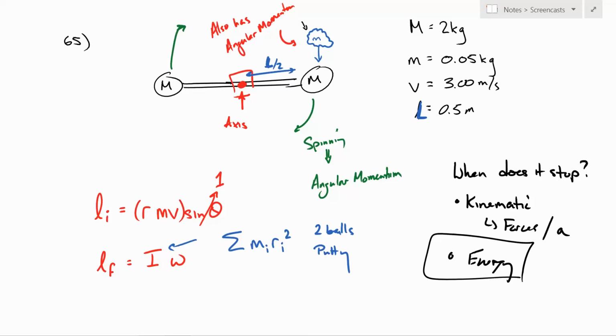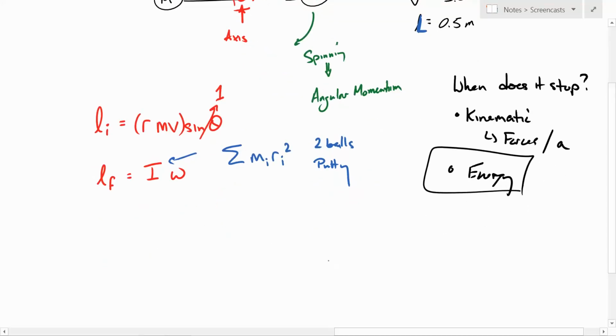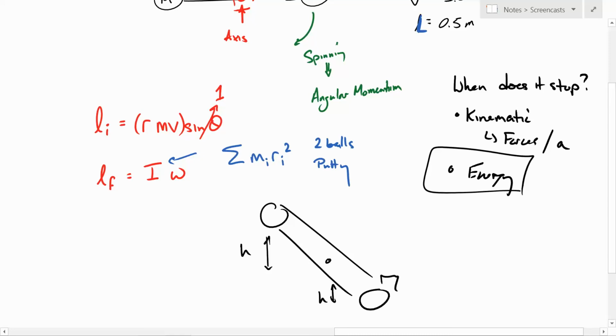So if we're asking when does it stop, we're basically asking when does it not have kinetic energy? So the corollary to that is, well, what kind of energy will it have if it doesn't have kinetic energy? Well, as this spins, it's going to have some changing amount of gravitational potential energy. And so as the gravitational potential energy changes, we can figure out that it must be storing some energy in that, and thus it's going to be stopping at some point when some height is balancing this out. So if you can figure out the height, you can figure out an angle.